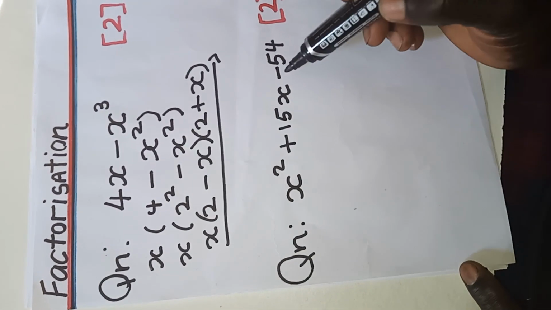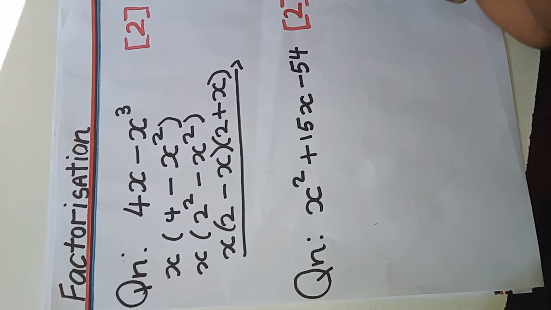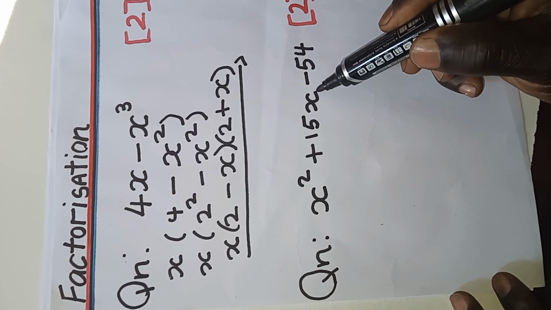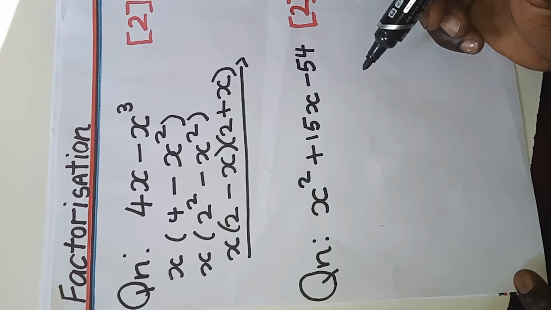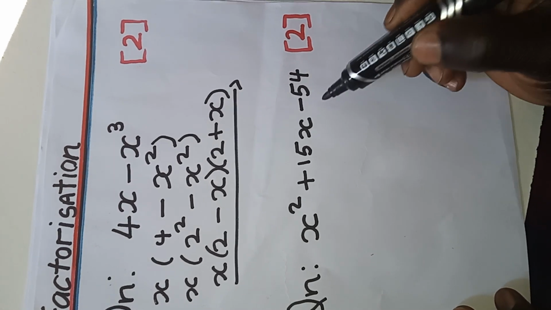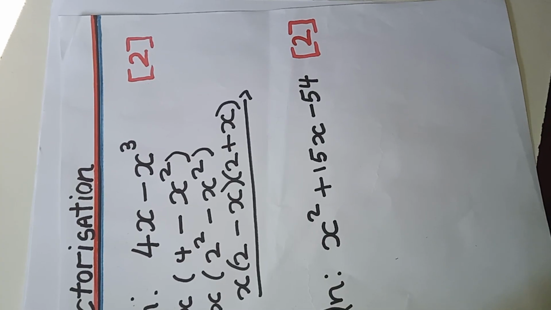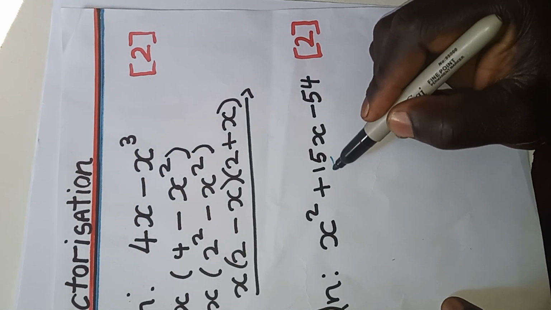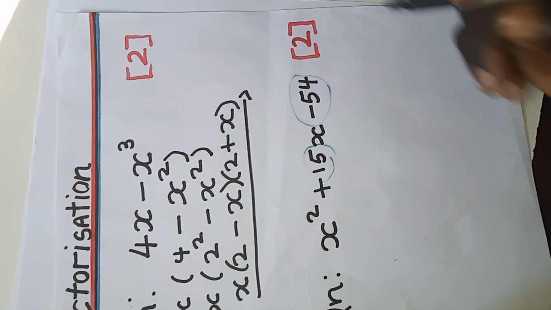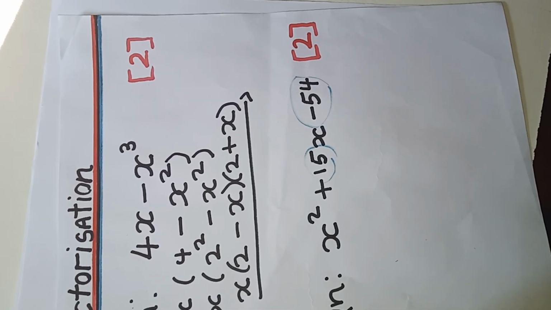Now, on the second question, this is a typical quadratic expression. You can see we have the highest power x squared, and the next term is 15x, and the last one is a constant of minus 54. Now, the simplest approach when you come across these ones is to find two numbers that you can add to give you 15, and those two numbers you multiply to give you minus 54. So in this case, what are the numbers? Let's look for the numbers together.